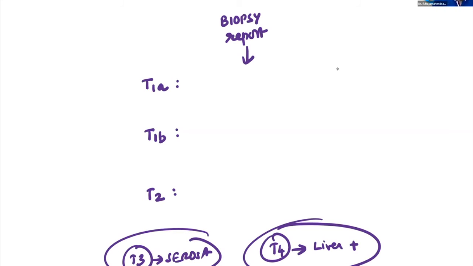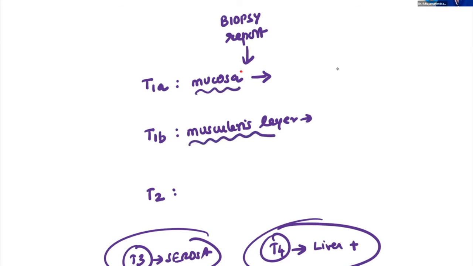In T1A, the tumor is involving only the mucosa. You have to know where it is involved. T1B is the muscularis layer. Why is T1B the muscularis? I hope you know very well, there is no submucosa in the gallbladder. T1A is mucosa, T1B is the muscle layer. T2 is going up to the serosa. It is not infiltrated, but it is going up to the serosa.